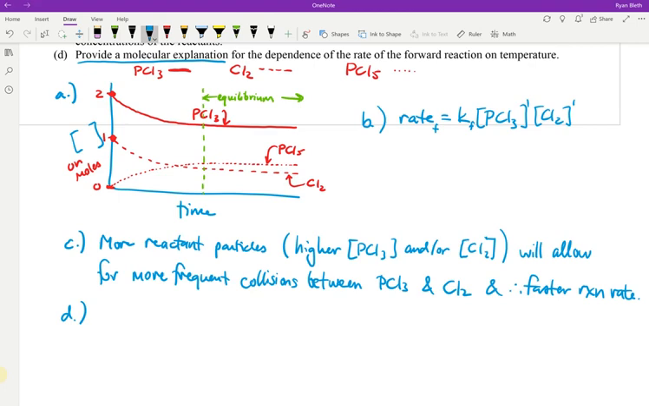under one umbrella. For D, it wants us to provide a molecular explanation for the dependence of rate on temperature. So why would temperature have an influence? Well, that doesn't change the number of particles present, right? Raising the temperature doesn't change the number of particles. It doesn't change the concentration of the reactants, but it does make them all move faster, right? So we could say that increasing temp will increase the kinetic energy, which we can sort of translate as velocity, right, of the reactant particles.